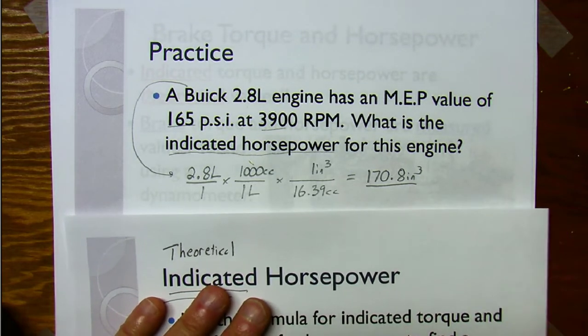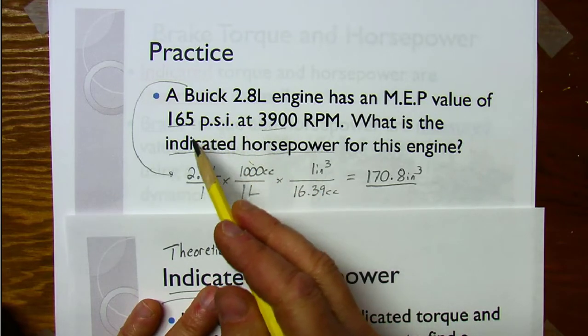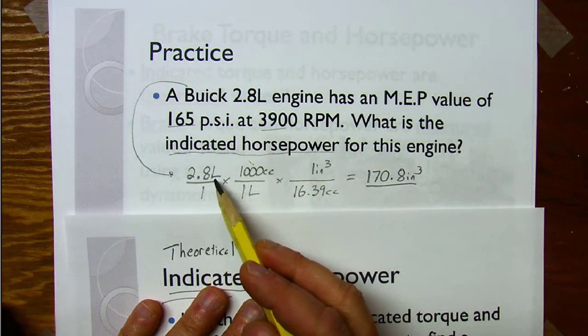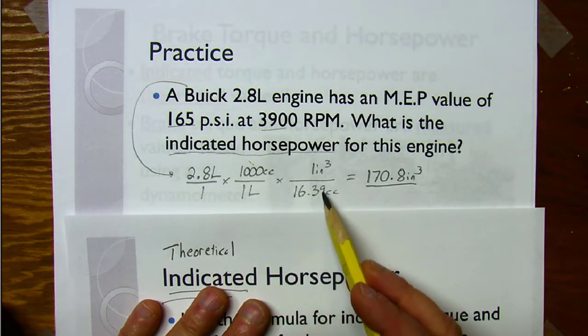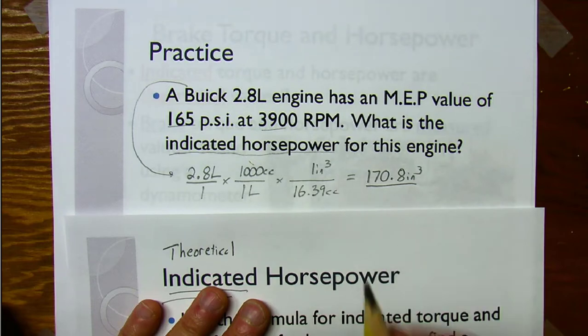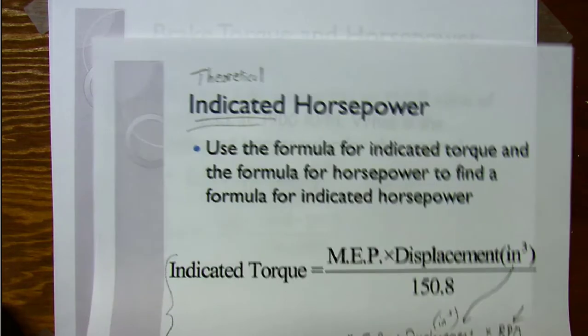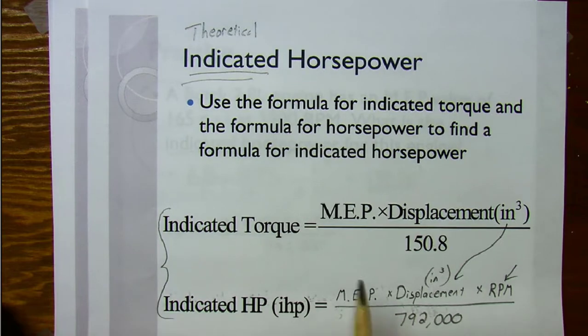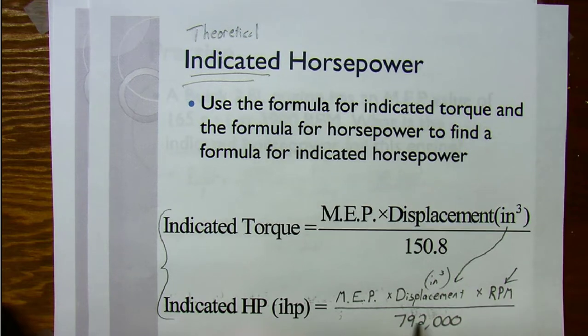Okay, let's take a look. First of all, that 2.8 liter engine, we have to figure out how many cubic inches that is. You've done this before, just recently. 2.8 liters, we'll trade in liters for cc's and 16.39 cc's for every cubic inch. You should find that that is a 170.8 cubic inch engine. Okay, that's our displacement. Now, to find the indicated horsepower, you can use the formula that we just developed. We're going to take our pressure times our displacement times our RPM and divide it by 792,000.